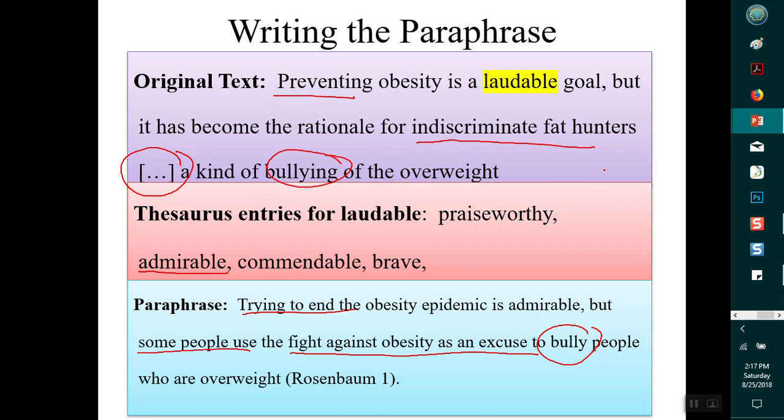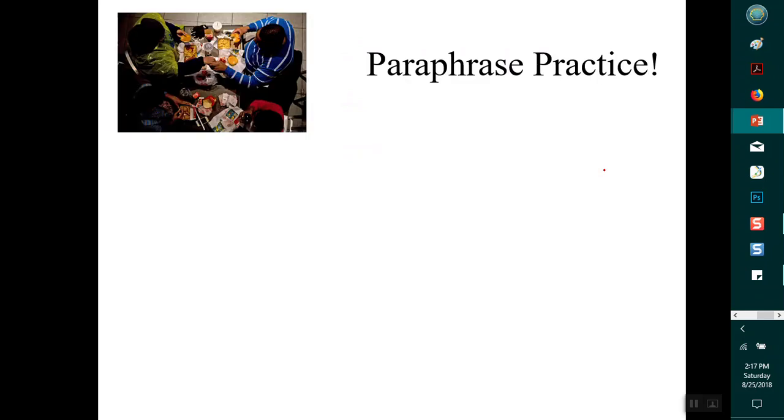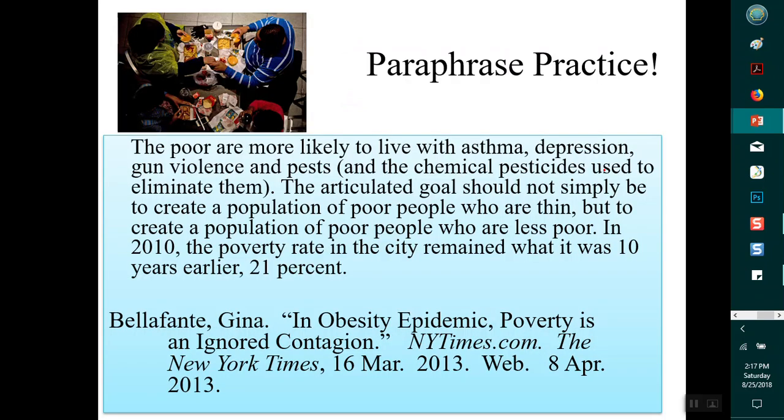So you can see it keeps exactly the same idea. And because it's the same idea, even though it's my own words, I still have to cite it. So I have Rosenbaum, and it's from the first page of his article. Here's another example of a paraphrase, a little bit more practice.